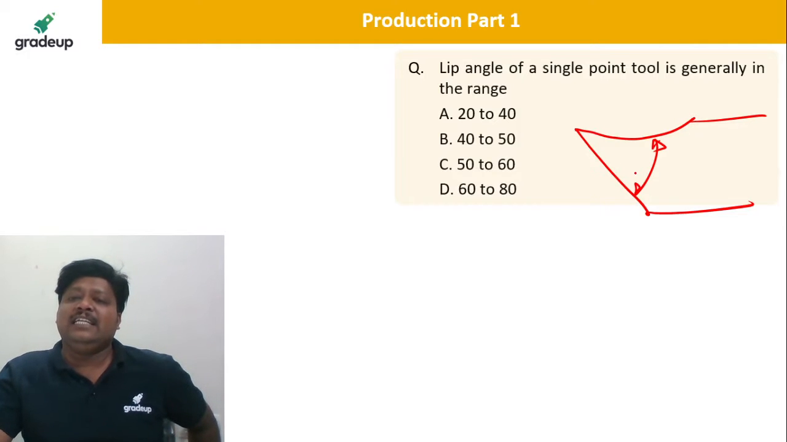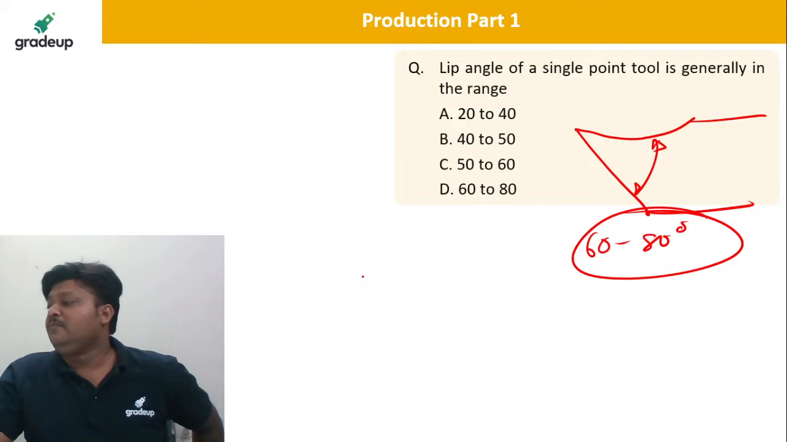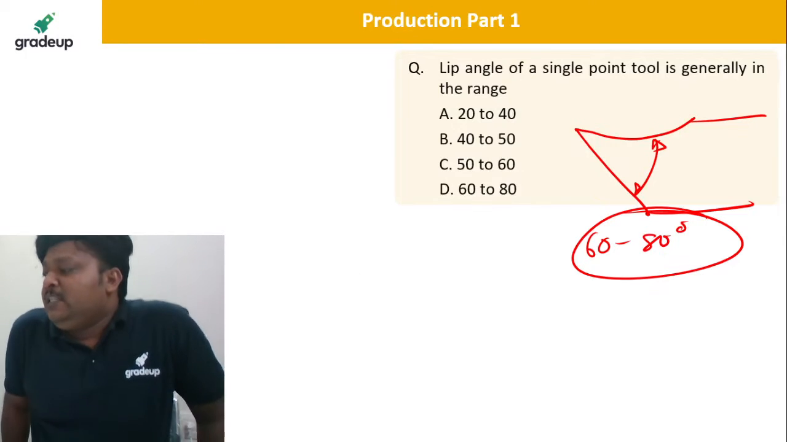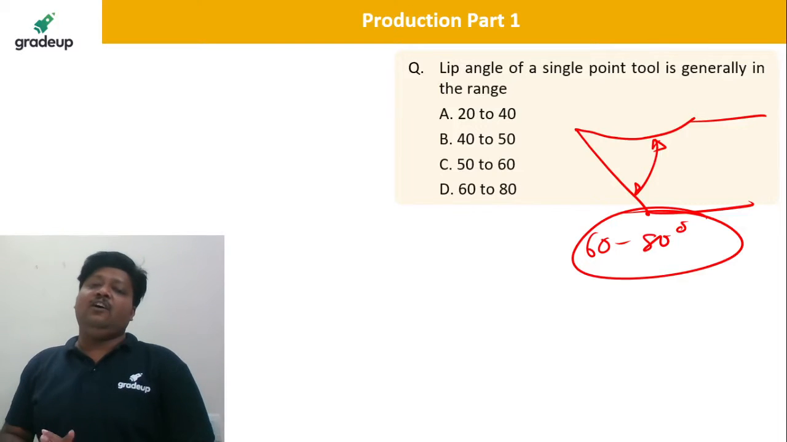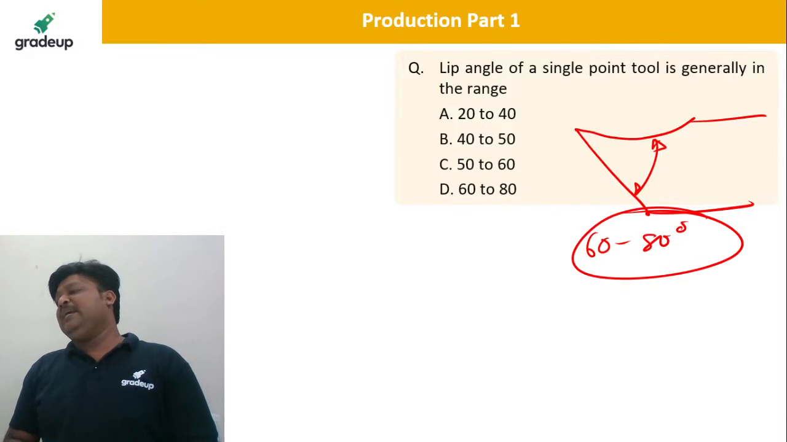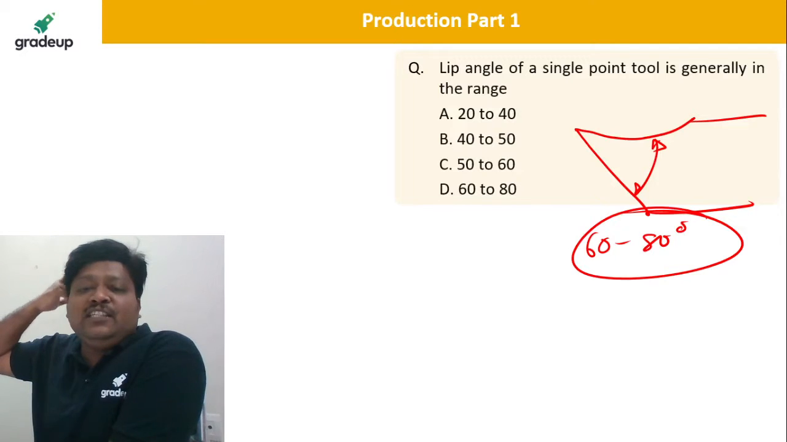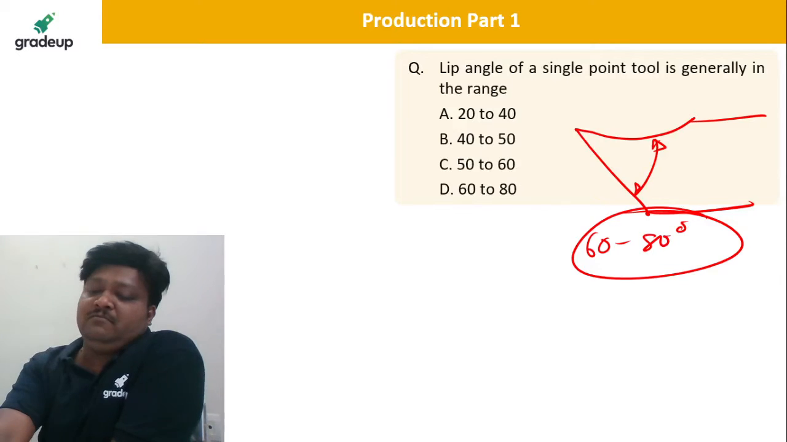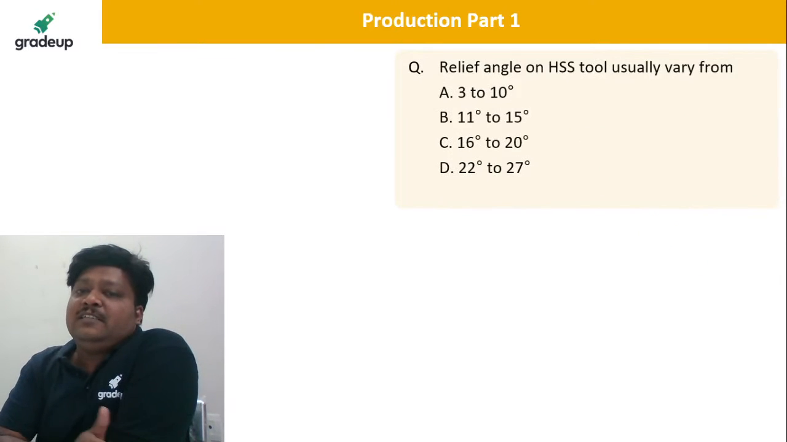So 60 degrees to 80 degrees, 60 to 80 degrees. Chahat, very good. Chetan, very good. So please, dear all, the lip angle is 60 to 80 degrees maximum. It is a general range. Please remember this. Take the next question.